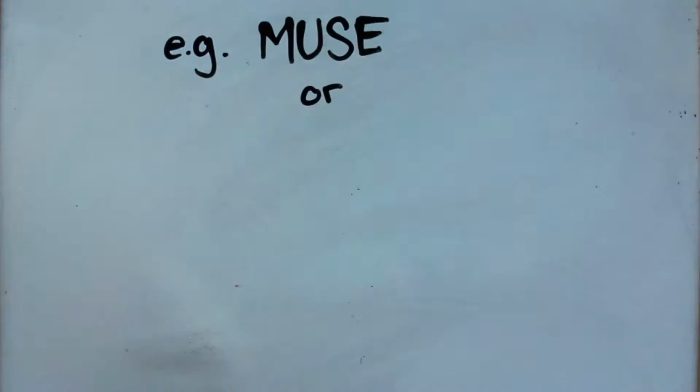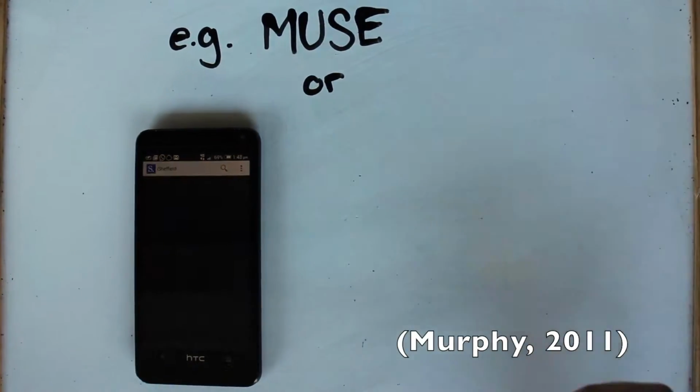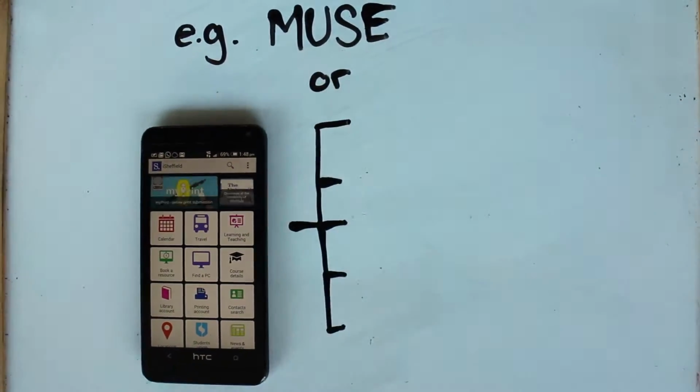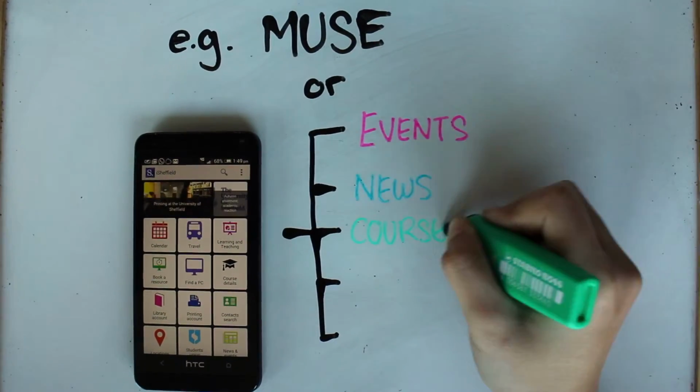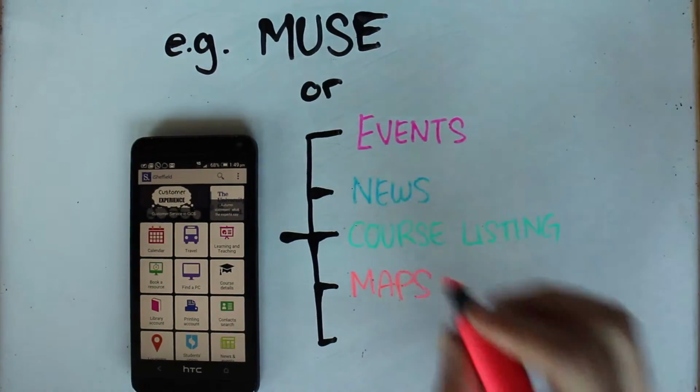Mobile devices also provide university students access to their respective university's application. A good example of this would be Muse or iShare Field that we have, which provide current students access to events, news, course listings, maps, and other notifications.